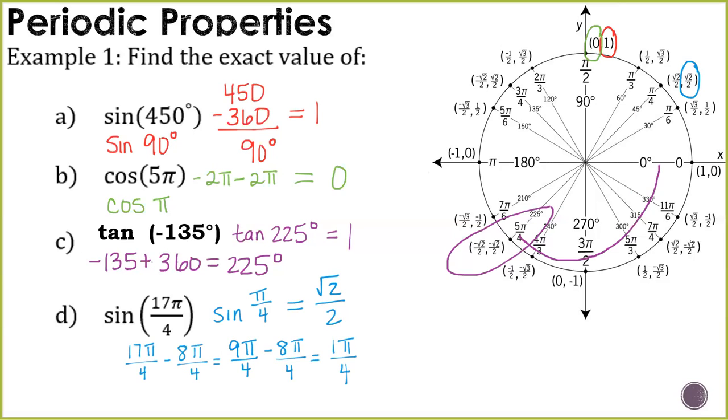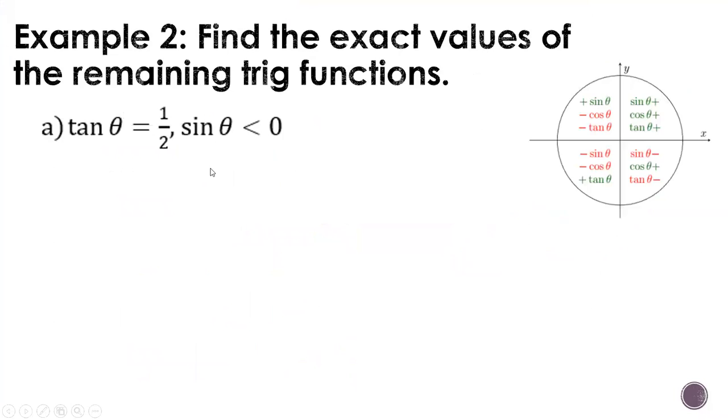Okay, so we're going to continue what we started yesterday in 6.3, where we have to find the remaining trig values. So take a couple minutes to copy down example 2, part A, and then I'll be back on shortly and we can work through it together.